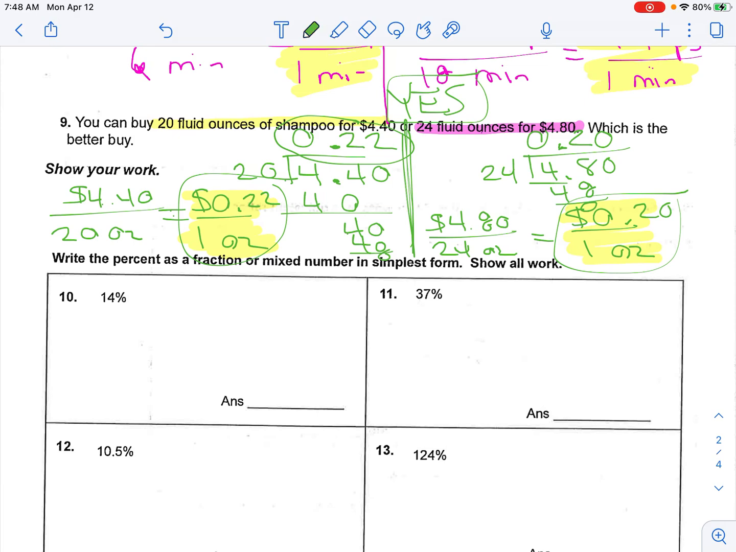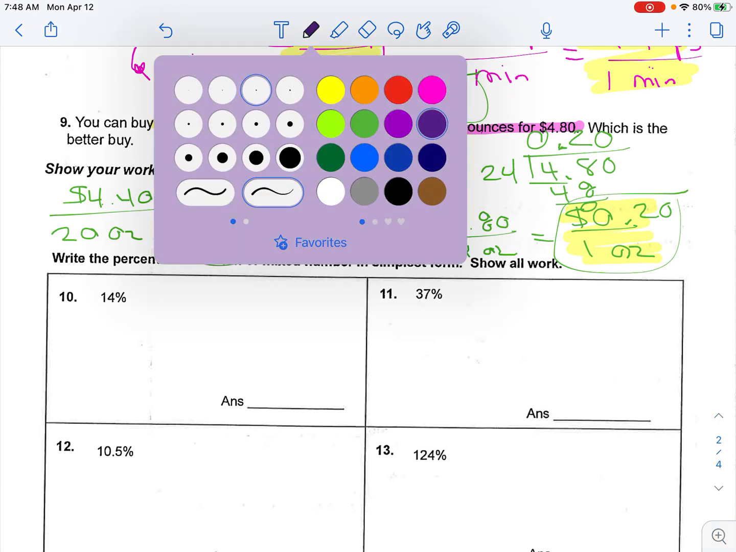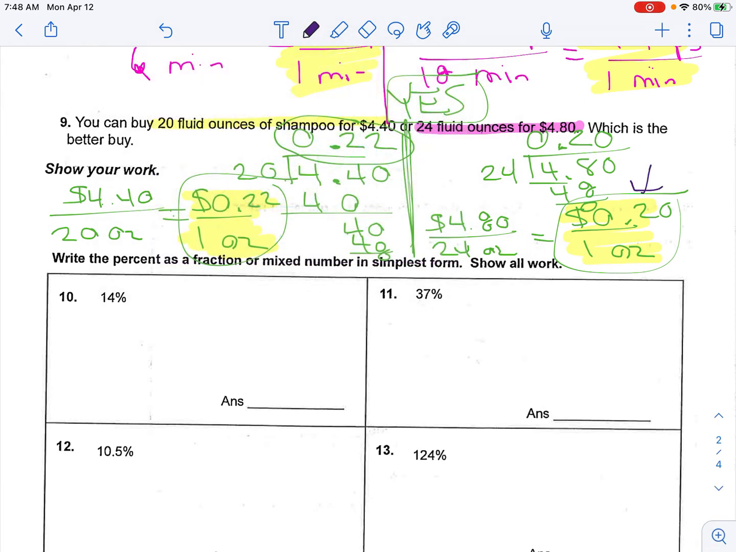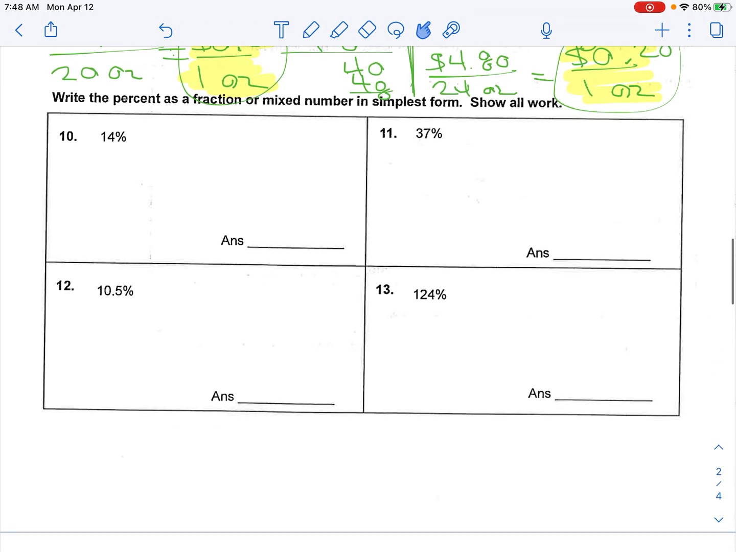Question, which one is the better buy? Brand B. You always want to pay a cheaper price. If the 2 shampoos are pretty comparable, you want to pay the cheaper price.